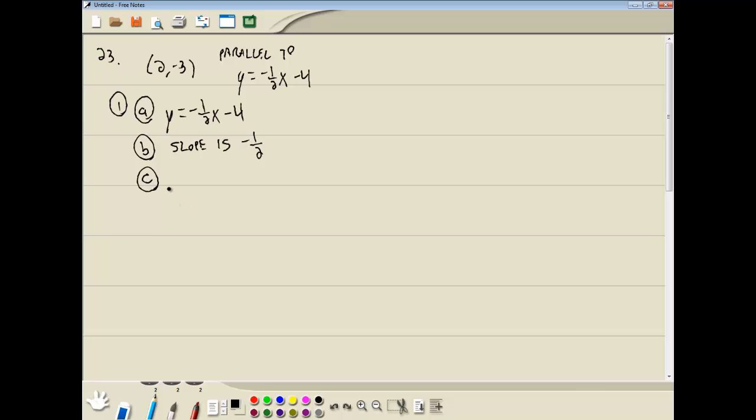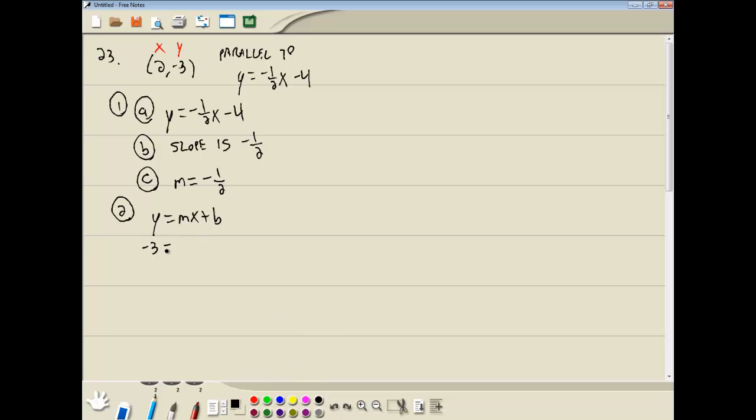Our third sub-step: parallel lines have the same slope. We said it's parallel to this line, and its slope is negative 1/2. Since parallel lines have the same slope, this m will be negative 1/2. And then we go through our last two steps. Step 2, plug in the given point for x and y. So plug this in for x, plug this in for y.